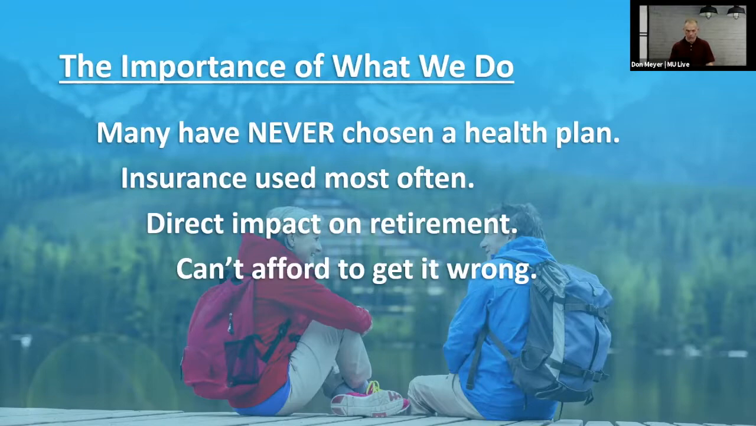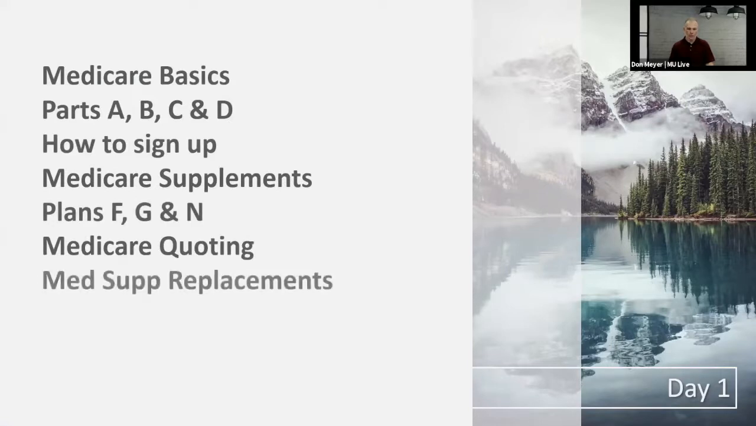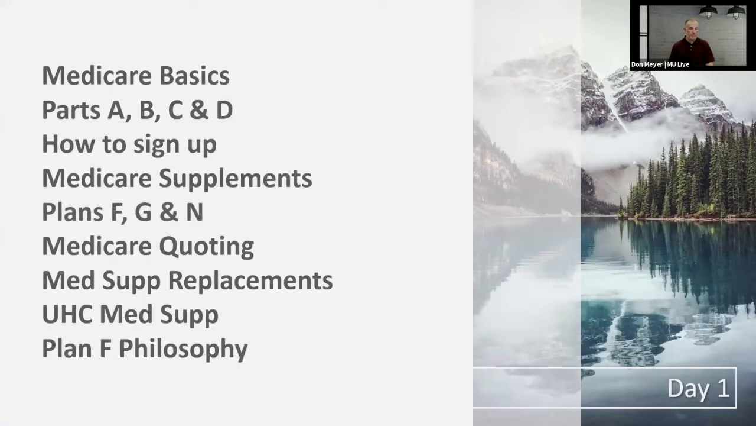So to give you an overview of what we're going to cover today, these are the things on our agenda for today. Medicare basics, all right? Parts A, B, C, and D, how to sign up for Medicare. We're going to talk about Medicare supplements. We're going to talk about Plan F and what's happening with Plan F and C. We're going to talk about how to quote Medicare plans. We're going to talk about Medicare supplement replacement, which is really important. And then we're going to talk about United Healthcare's Medicare supplement, as well as my personal Plan F philosophy.